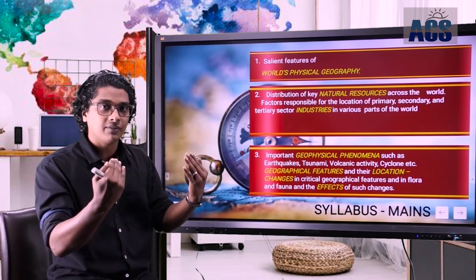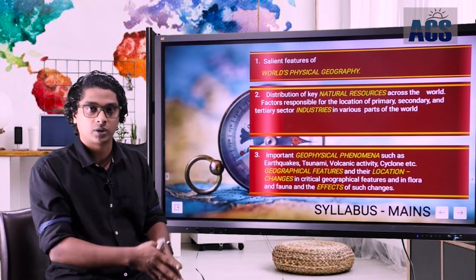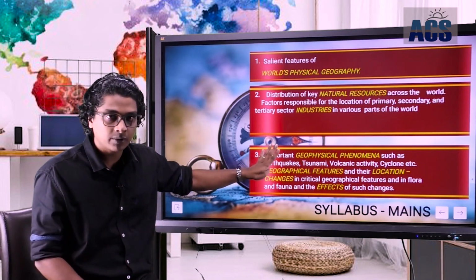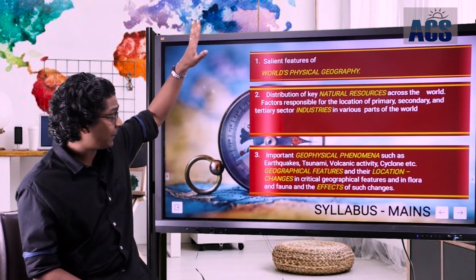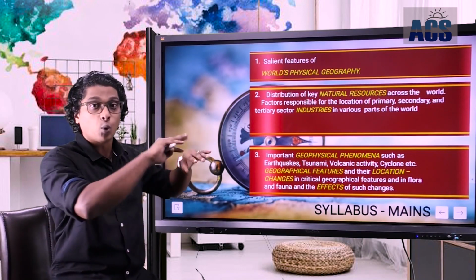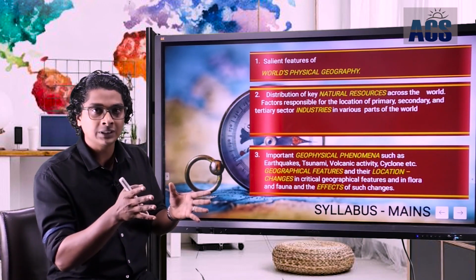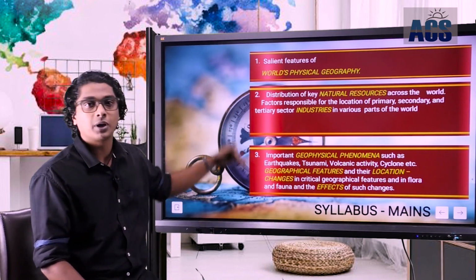So various events, various geophysical phenomena happening around us, you have to be aware about it. You have to study it both from the perspective of mains as well as from the perspective of prelims, because the main syllabus, as you can see here, is more descriptive, and the prelim syllabus was not descriptive. So most often they will be asking questions based on this syllabus for your prelims also.